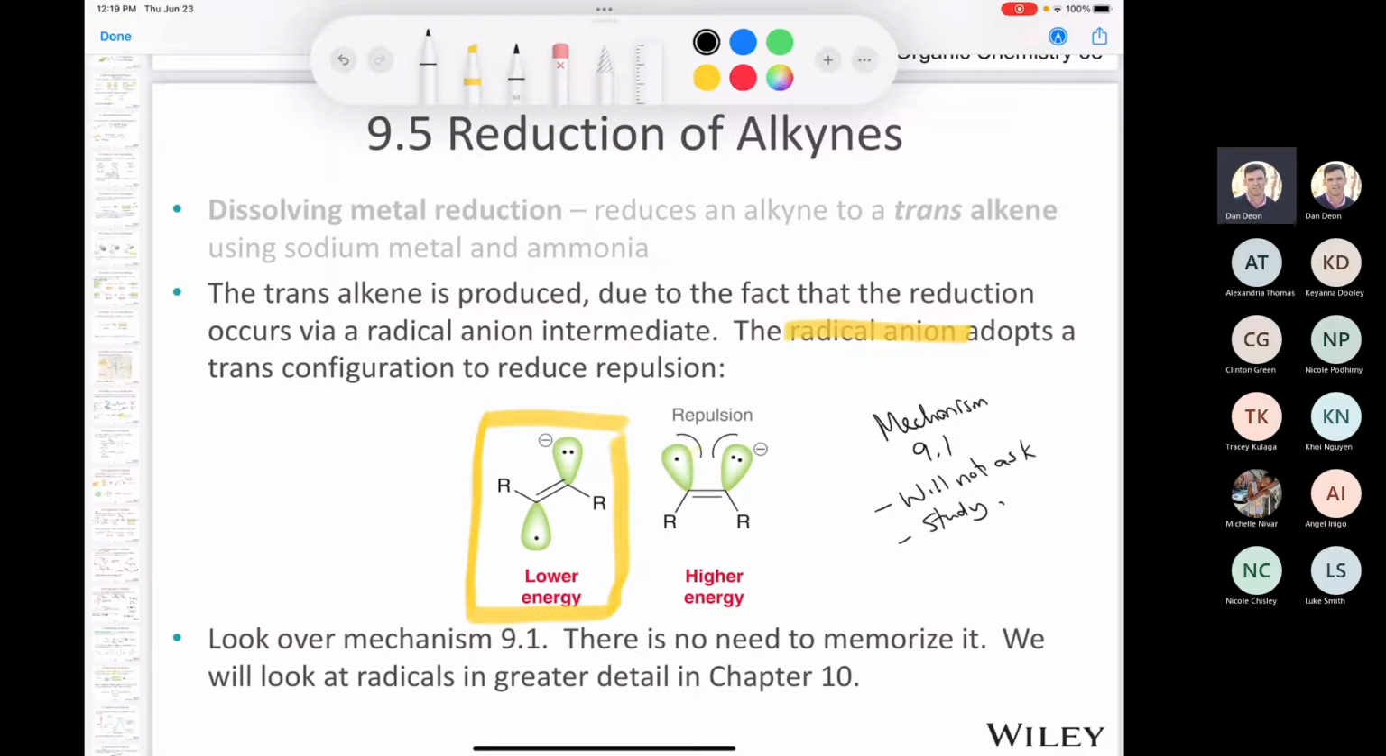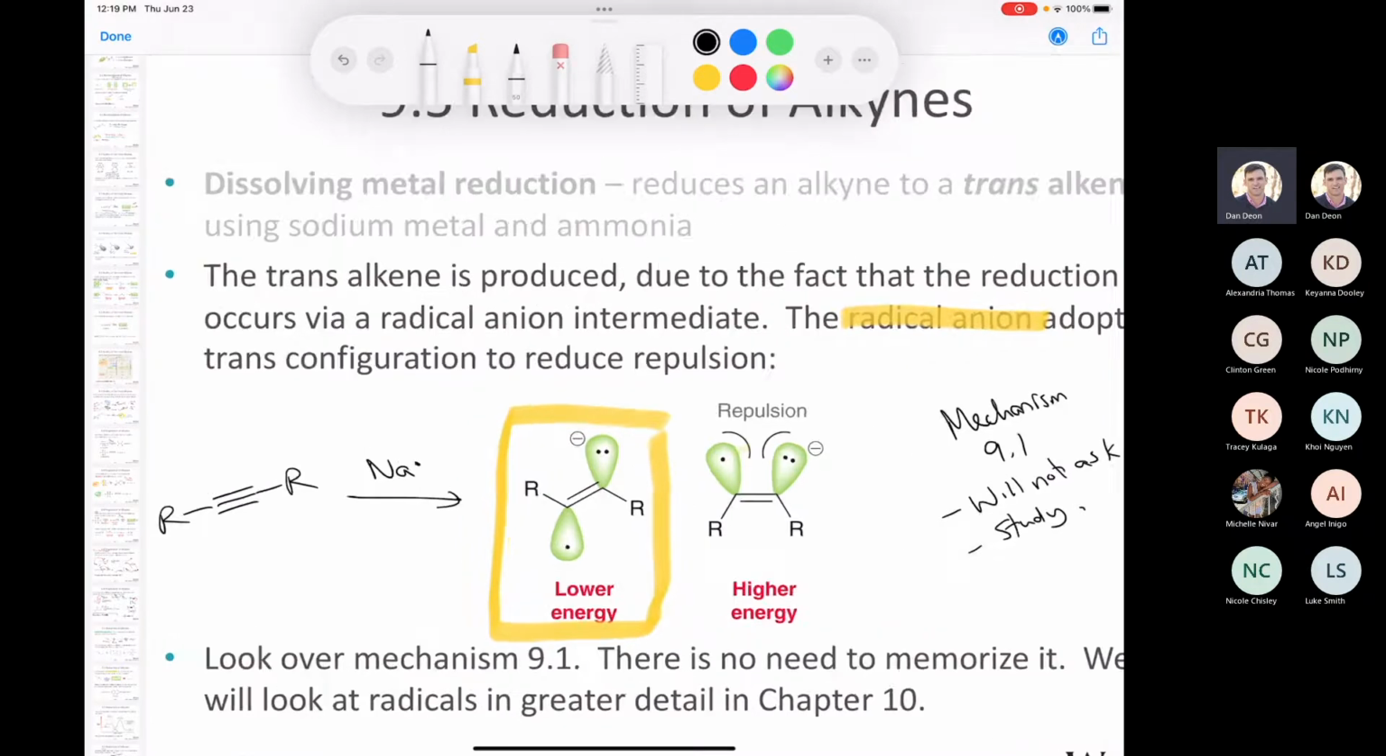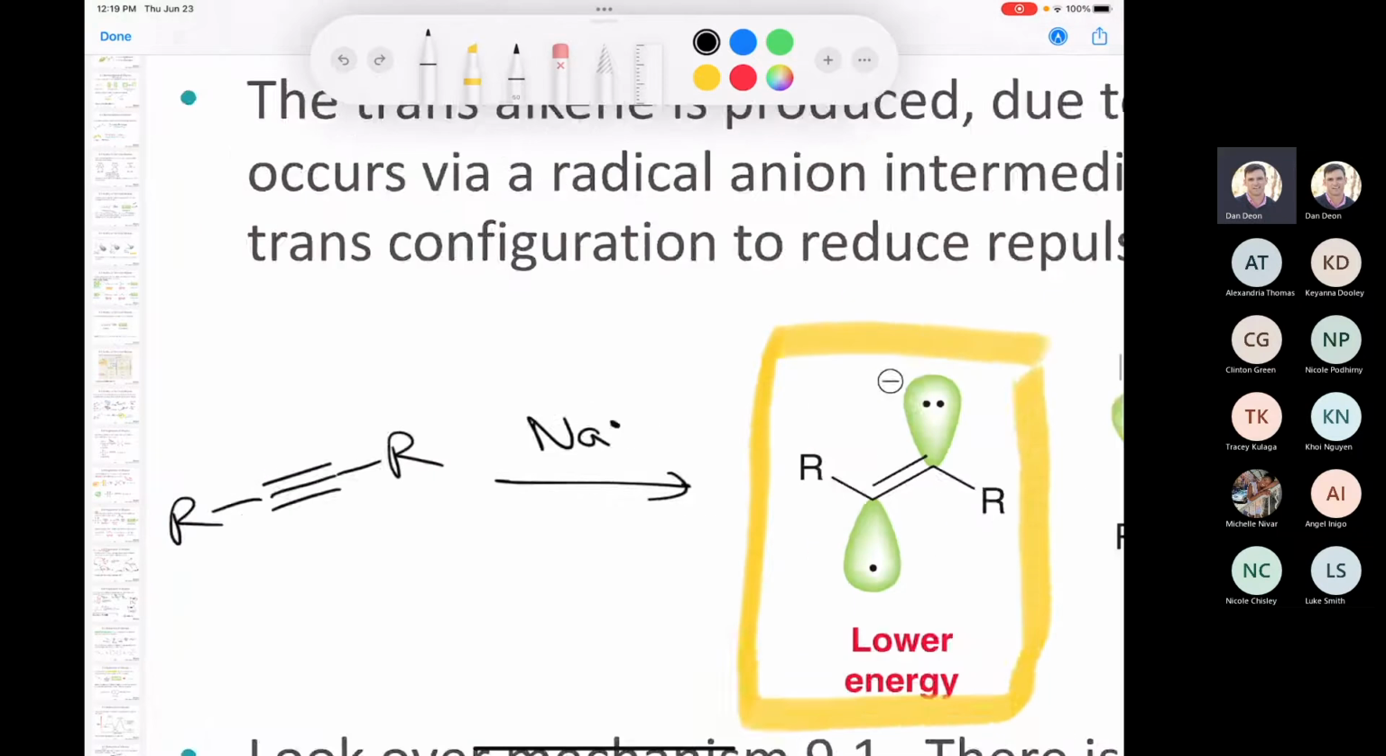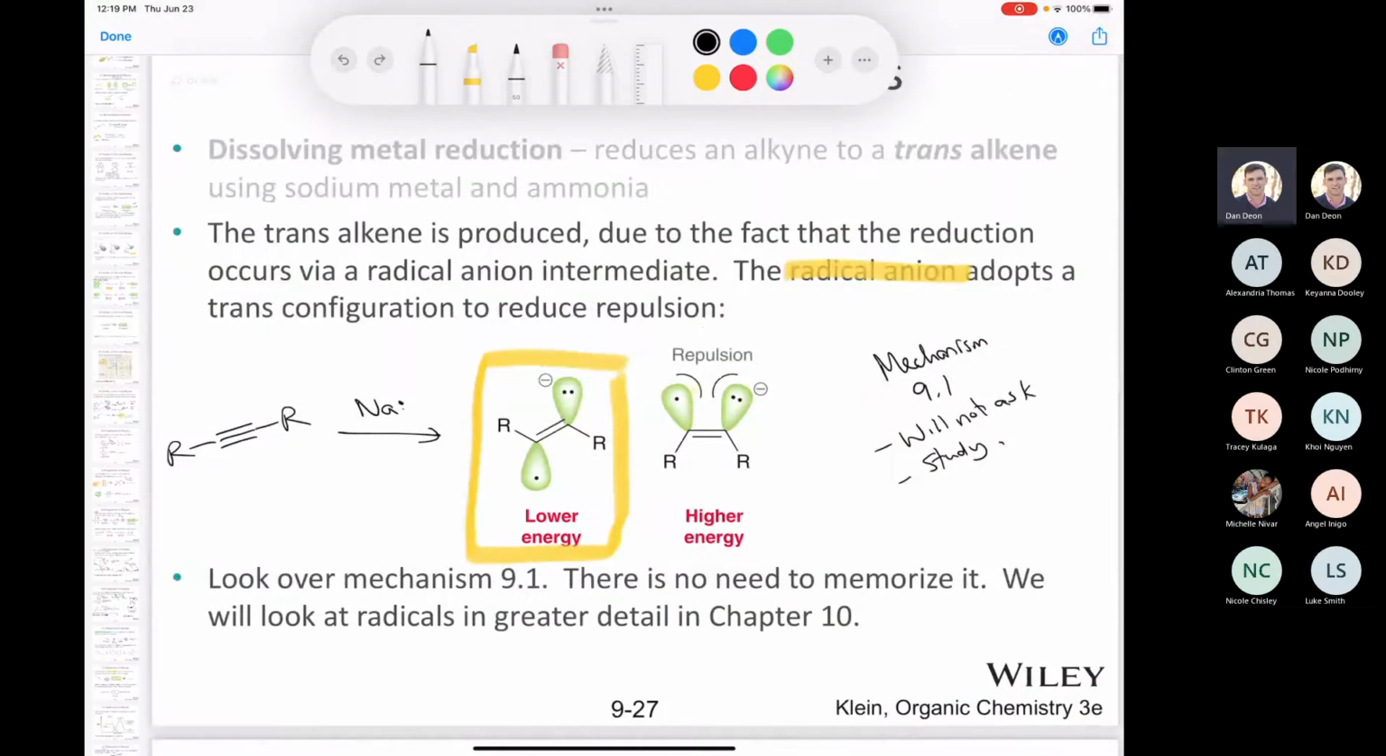Let me just show you the first step quickly, how we form that radical anion. So you start with your alkyne, and in the first step, sodium, remember, if we draw the Lewis structure of sodium, it's just this. Sodium has one valence electron. So what it does is it's going to donate that electron like this. Maybe I'll draw it like this, to keep it consistent. So it's going to donate this electron. Then you form a pair of electrons, and then you have the radical coming down here like this.